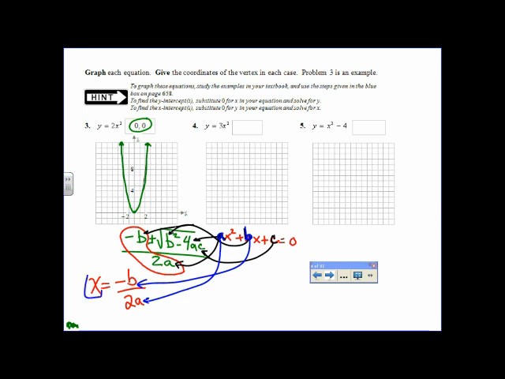And whatever we get there, that's going to give us a value for x. And then we take this x and plug it back into the equation to find y. That may be a little confusing right now, but let me just go ahead and get started. Number 4, here's the problem.